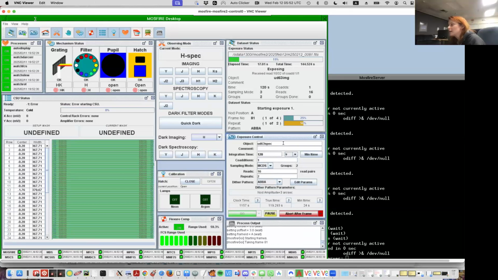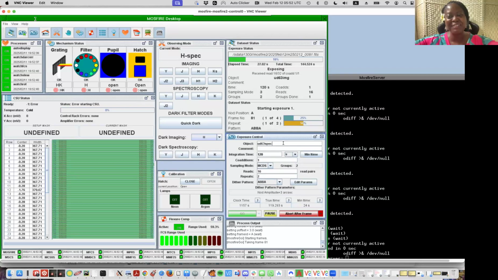I'm good. Well, we're getting things set up for spectroscopy now. So hopefully this will be exciting for everybody. I have no doubt that it will be.